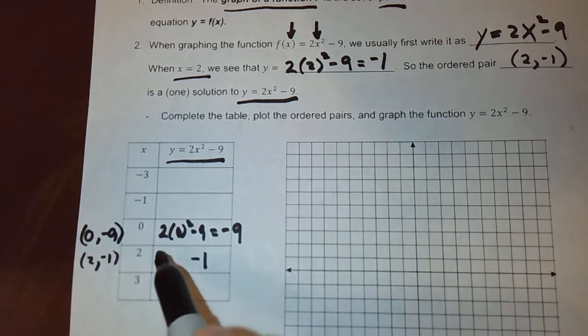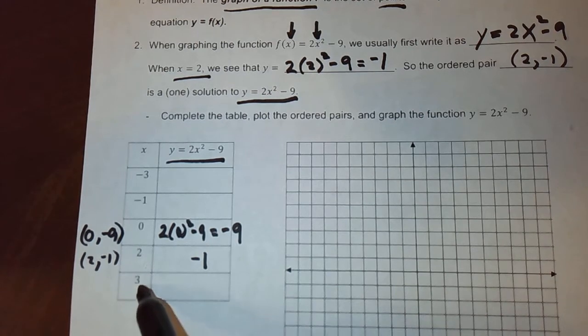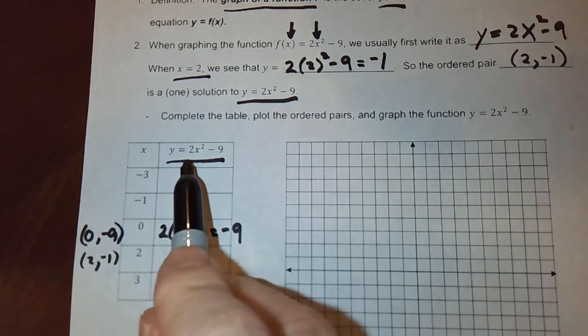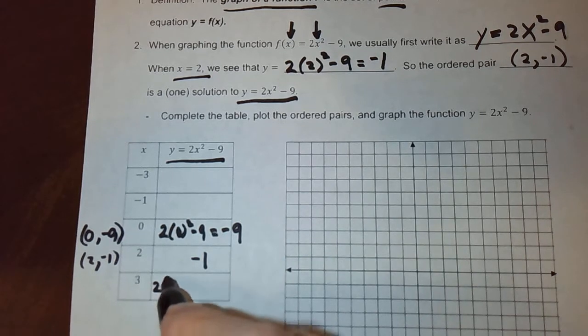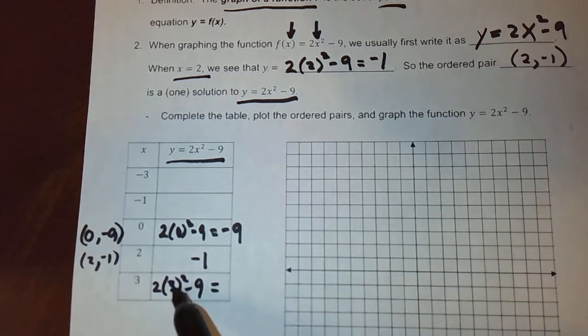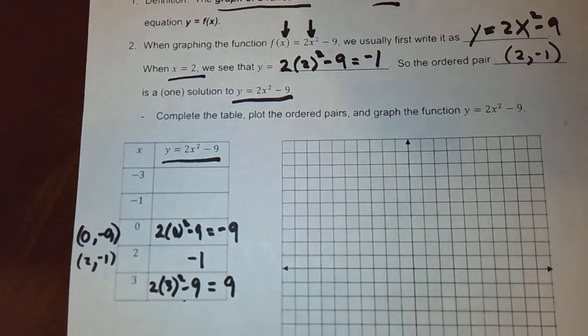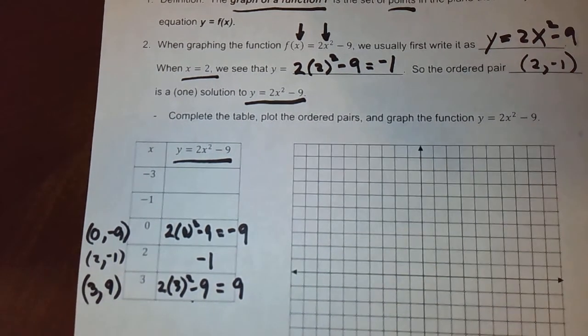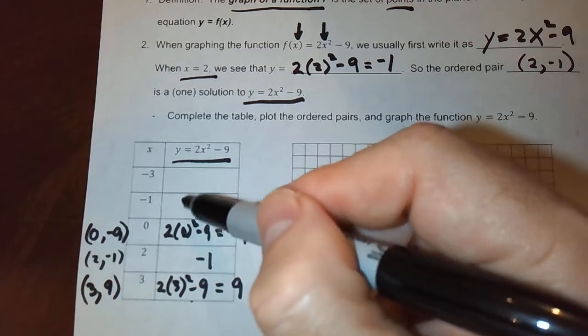And since we've done these two, let's go all the way to the bottom. If x is equal to 3, y is going to be 2 times 3 squared minus 9. And what does that equal to? 3 squared is 9. 9 times 2 is 18. 18 minus 9 gives us a positive 9. So 3, 9. That's 3 ordered pairs we have. Now let's compute 2 more.